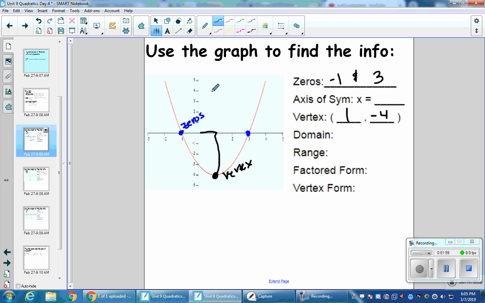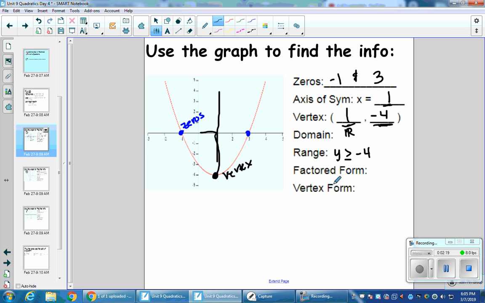And remember, the axis of symmetry is that line that goes through the vertex. So that's also going to be at 1. These two, again, should always match. The domain we already learned is all reals. The range always starts with y and then gets bigger from our y coordinate here, which is -4.